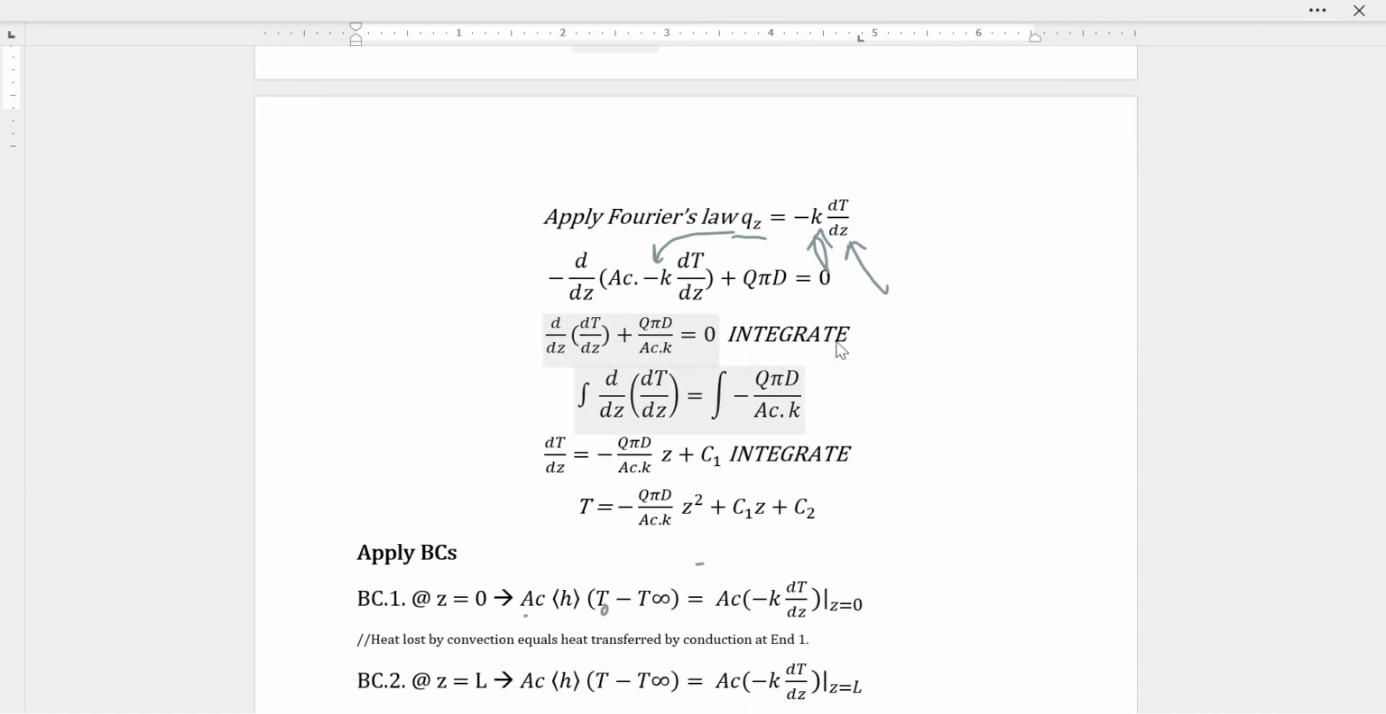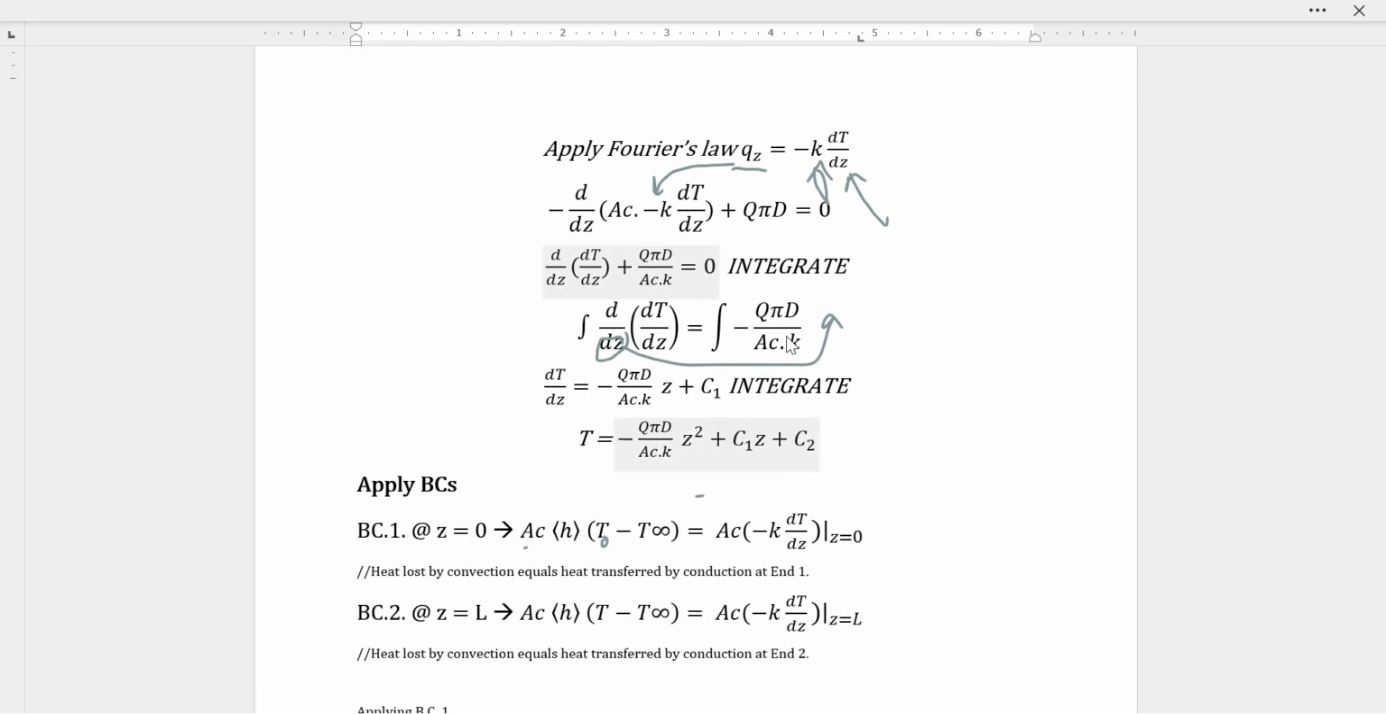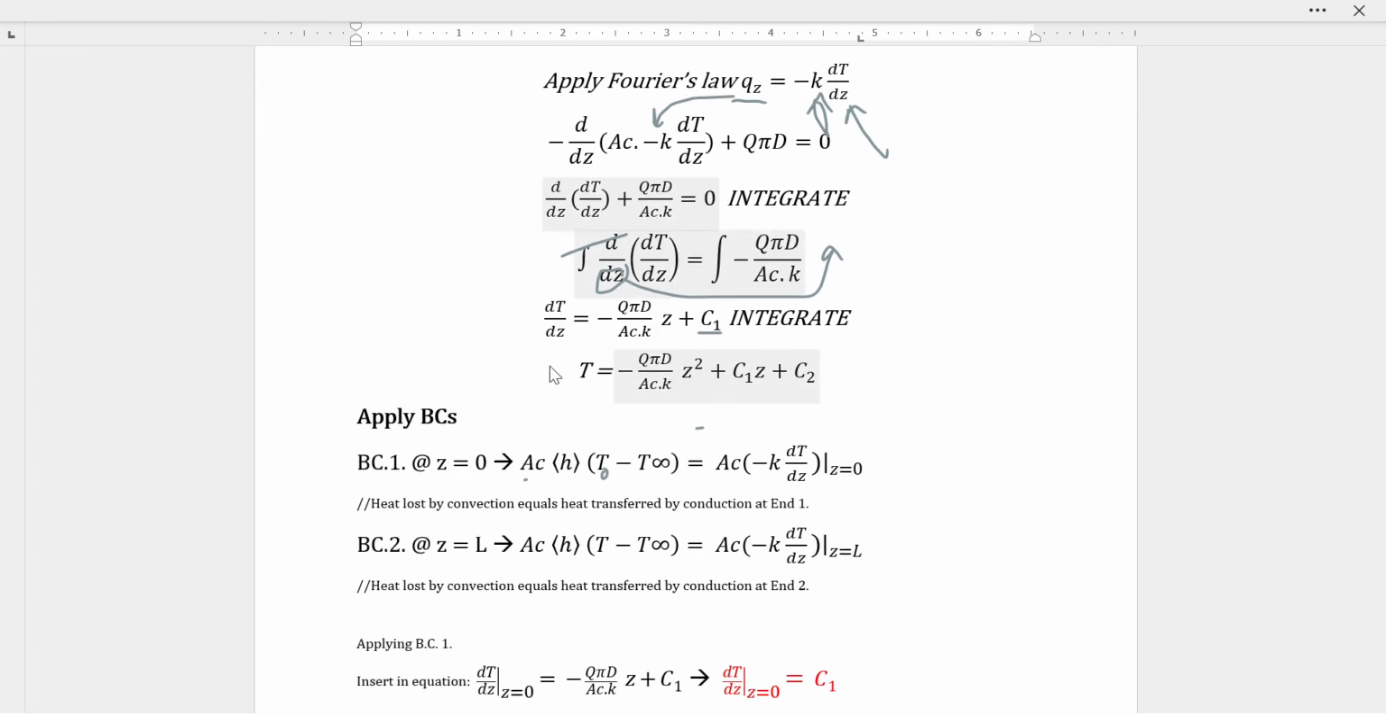Now I have a second order separable differential equation. I can integrate it. This dz goes to this side, and then I integrate. When I integrate this with respect to z, I get c1 constant, and since these two get cancelled, I just get dT over dz. Now I integrate again, this dz again comes here, and I integrate and I get T. Now we have two constants over here, c1 and c2.